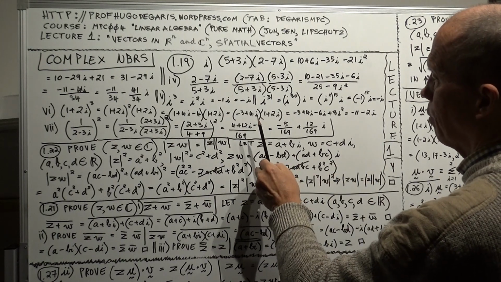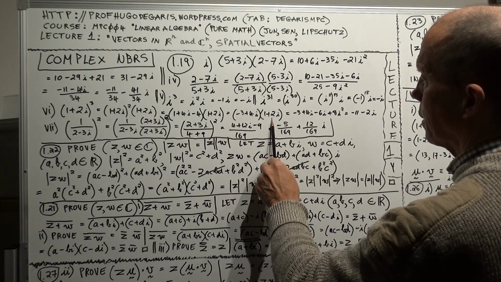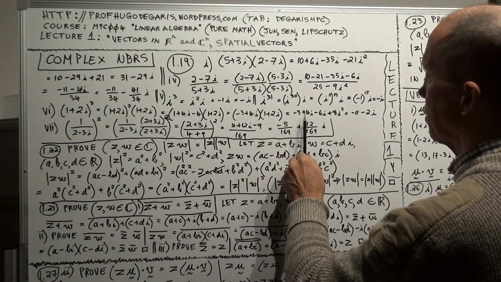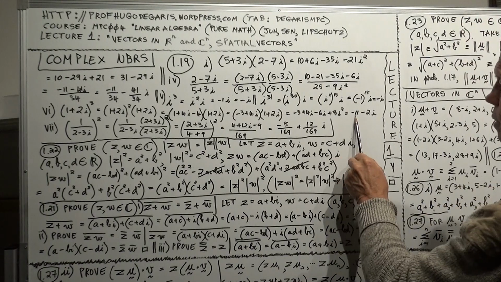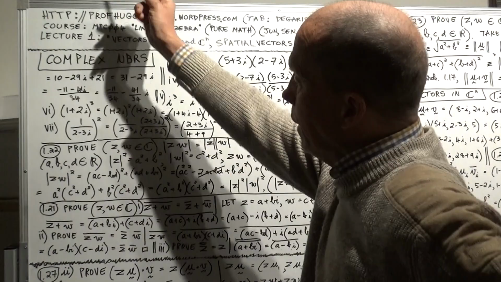And for the complexes, you'll get a 4i and a minus 6i. So that'll be minus 2i. And there's your answer. So minus 11 minus 2i. Okay, part 7.